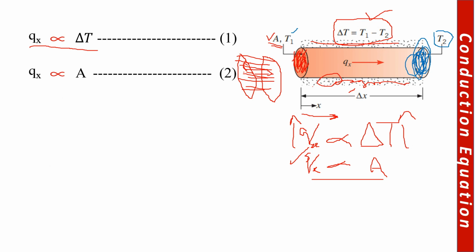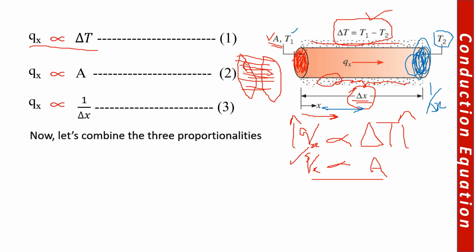Now let's come towards this delta x, which is the length of this particular rod. The more you increase this length, the more you increase the distance between these two ends. So what would happen? The heat transfer rate would reduce, because it will have to cover a long distance. So it is inversely proportional to this distance or the length of the rod. Now let's combine all these three relations and we will get this relation.